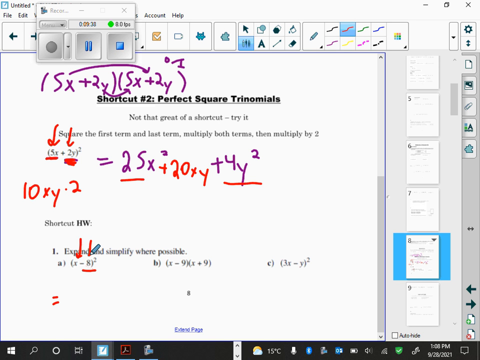All right, try it. Square the first term, square the final term, and then the middle term is those 2 terms multiplied together times 2. You're welcome to use this, but if you don't get it right, it's not going to get any partial marks. I'm showing you the work on this one. You just write it down.